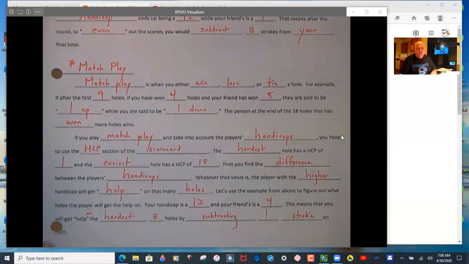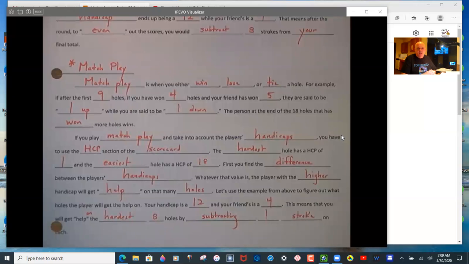So match play, this is the confusing one. You either win, lose, or tie a hole. Match play is hole by hole, who wins. For example, if after the first 9 holes, you have won 4 holes and your friend has won 5, they're said to be one up, while you are said to be one down. The person at the end of the 18 holes that has 1 more hole wins.